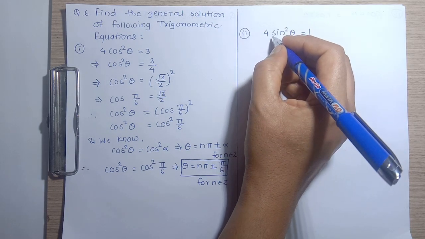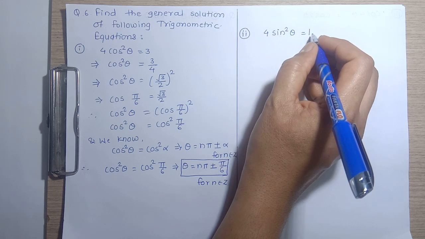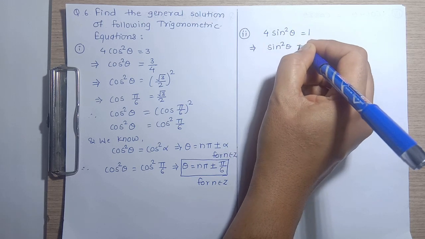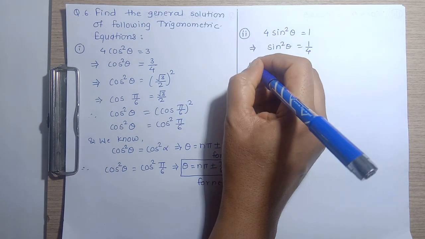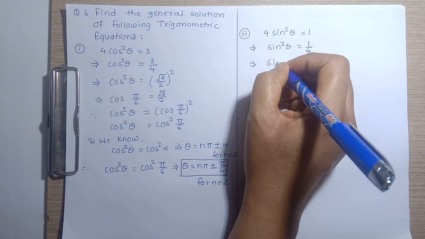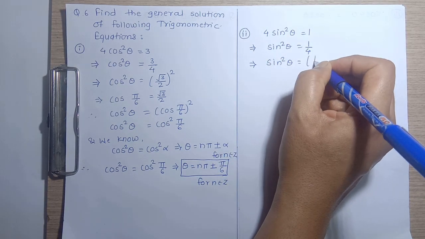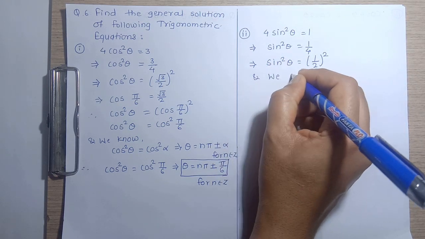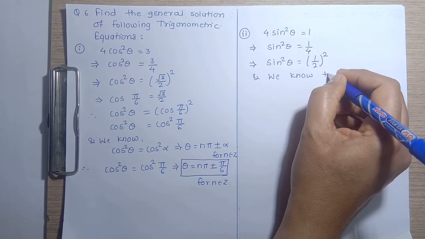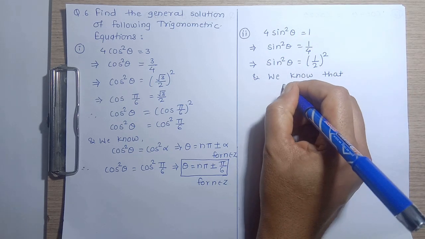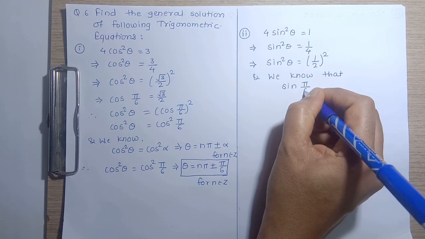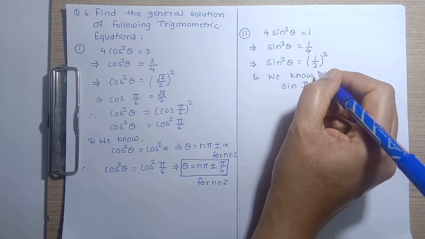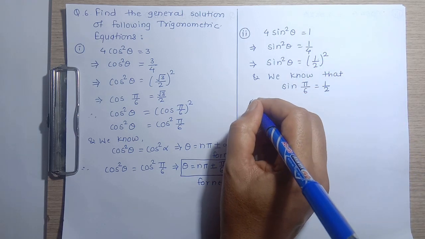Now we see the next example, that is 4 sin square theta is equal to 1. That is sin square theta is equal to 1 upon 4. That is sin square theta is equal to (1 upon 2) whole square, and we know that sin of pi by 6 is equal to 1 upon 2. Therefore here, instead of 1 upon 2, we write sin of pi by 6.